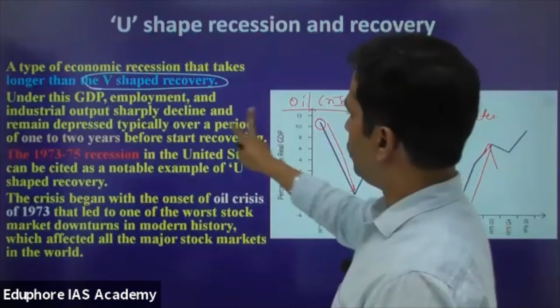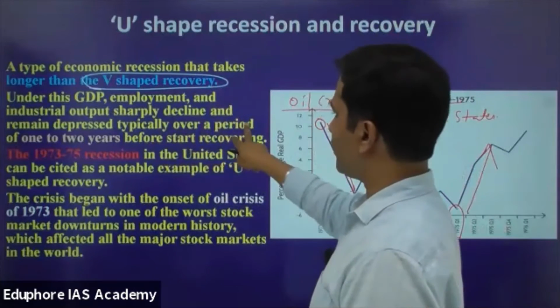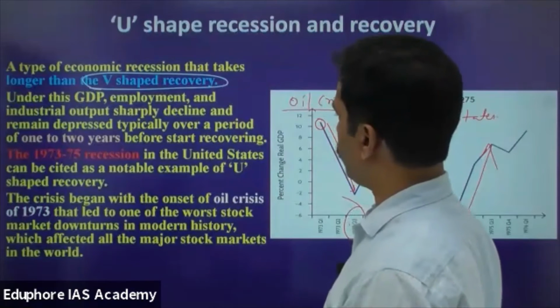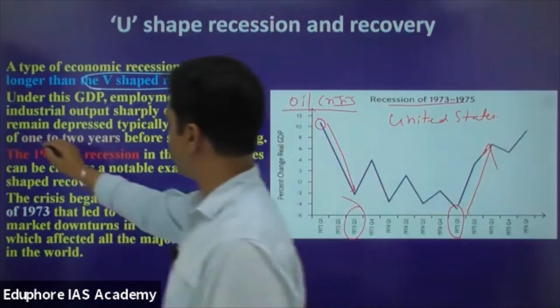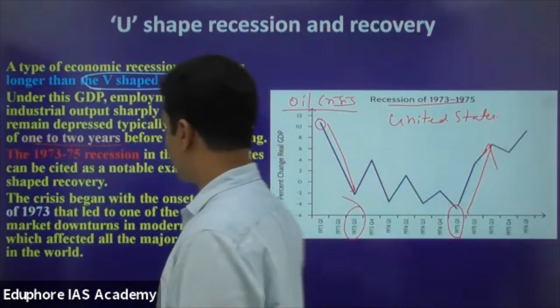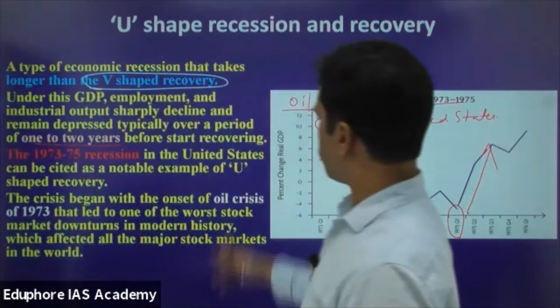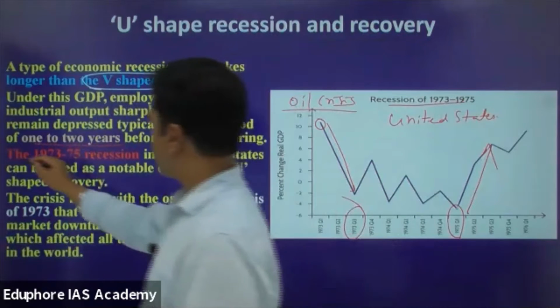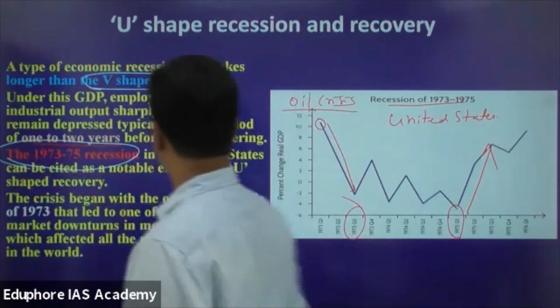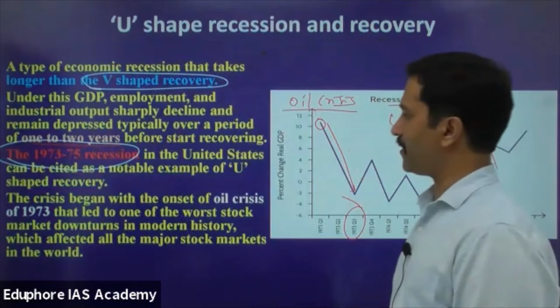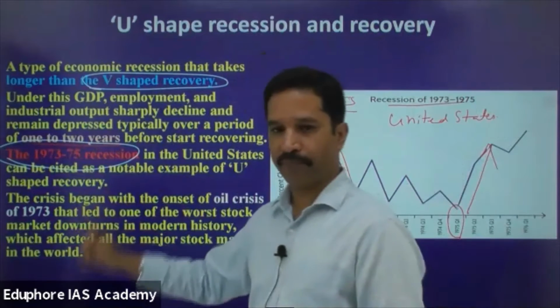Under this, GDP, employment, and industrial output sharply decline and remain depressed, typically over a period of 1 or 2 years. So in this case, 2 years, right? Before start recovering. The 1973-75 recession in the United States can be cited as a notable example of U-shaped recovery.